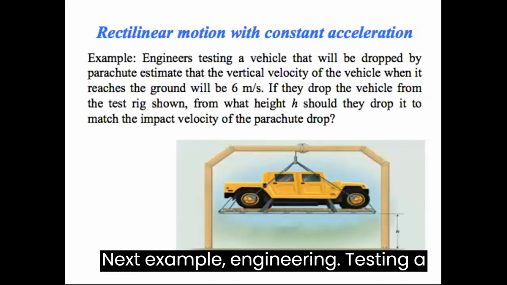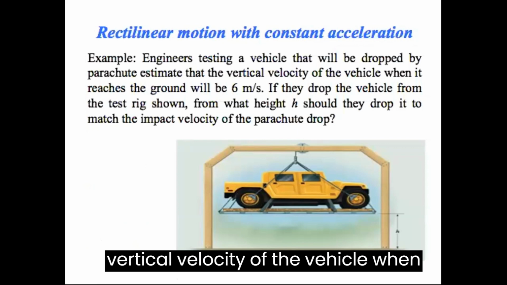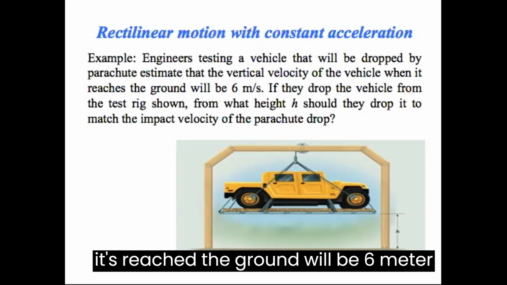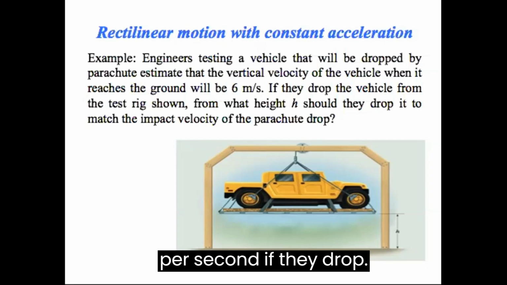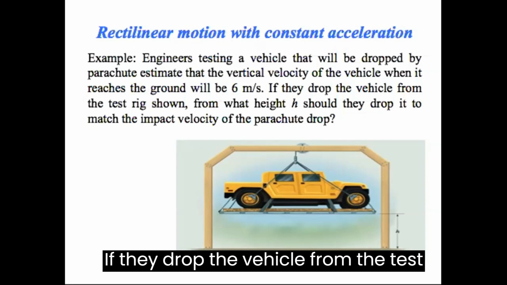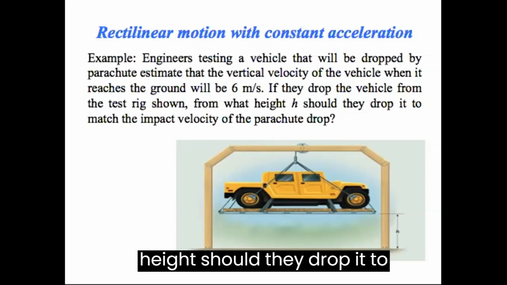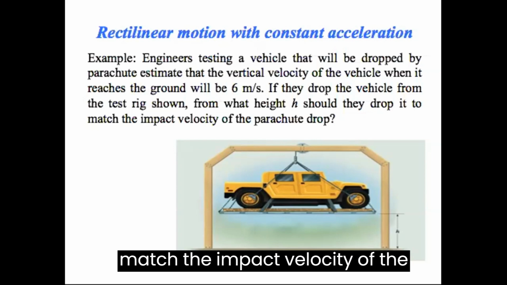Next example. Engineers testing a vehicle that will be dropped by parachute estimate that the vertical velocity of the vehicle when it reaches the ground will be 6 meters per second. If they drop the vehicle from the test rig shown, from what height should they drop it to match the impact velocity of the parachute drop?